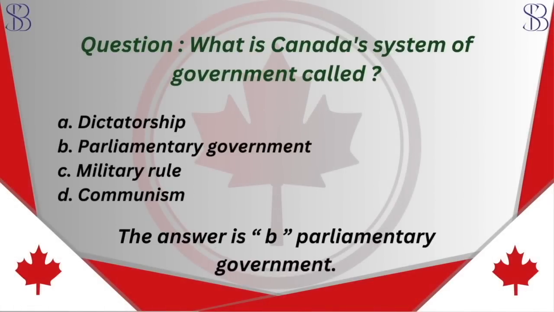Question: what is Canada's system of government called? A. Dictatorship. B. Parliamentary government. C. Military rule. D. Communism. The answer is B. Parliamentary government.